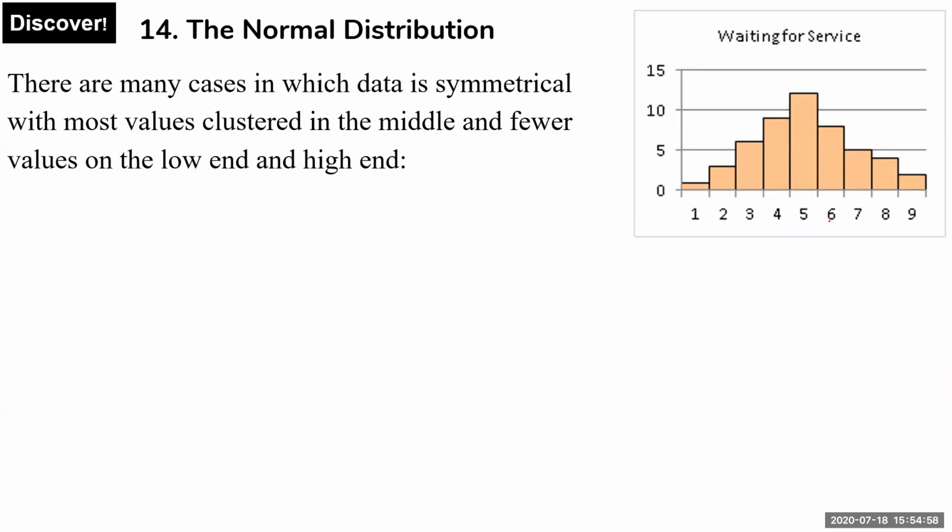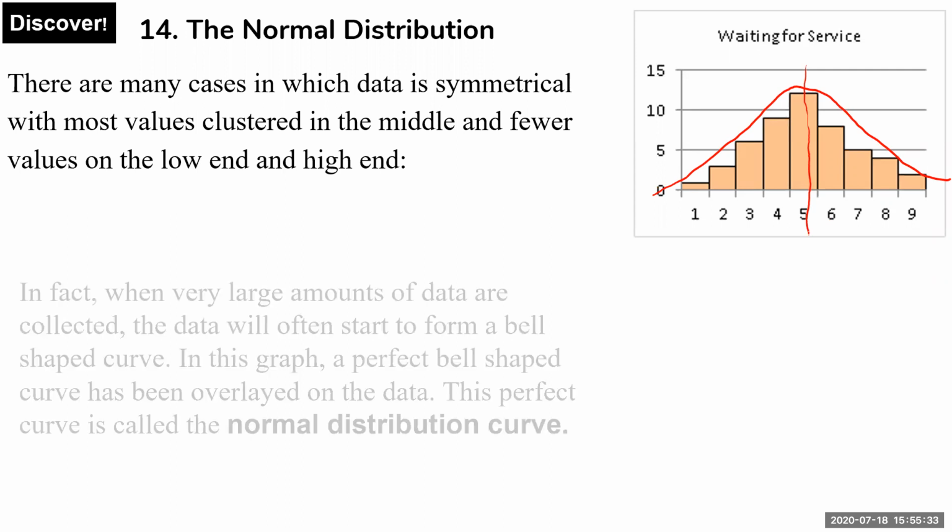Okay, nice. Now, the normal distribution. There are many cases in which data is symmetrical with most values clustered in the middle and fewer values on the low end and high end. So you realize that this is symmetrical. Now when I break that into two and fold that together, I'll get even, right? There will not be any overlap. So this kind of data set is what we call a symmetrical data set.